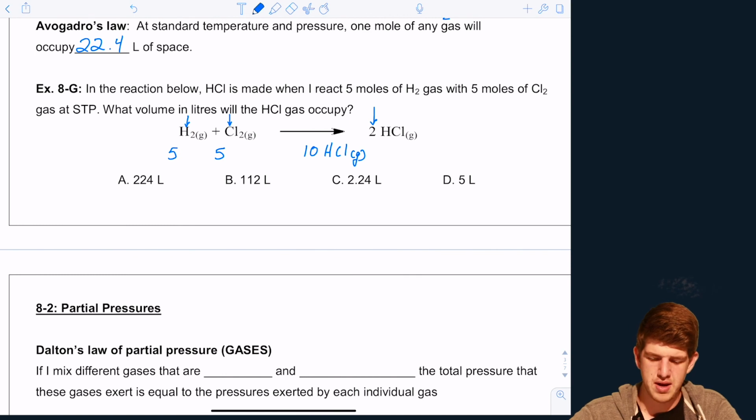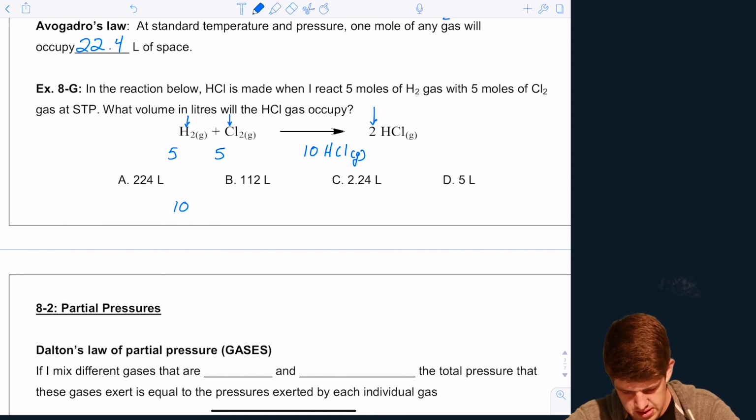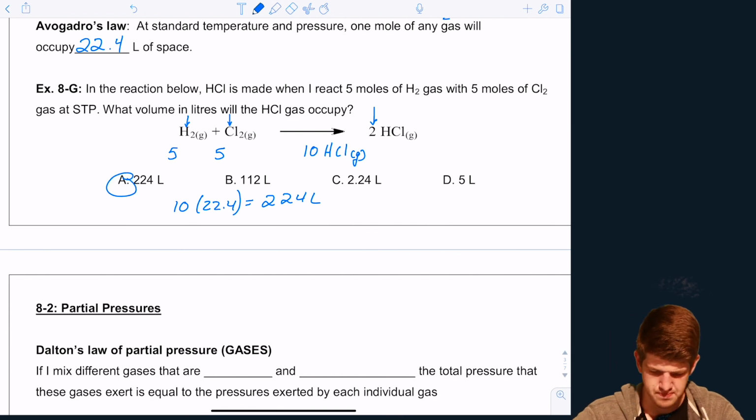So now, if I know that 1 mole of a gas will occupy 22.4 liters of space, 10 moles will occupy 10 times that. So 224 liters of space. Option A.